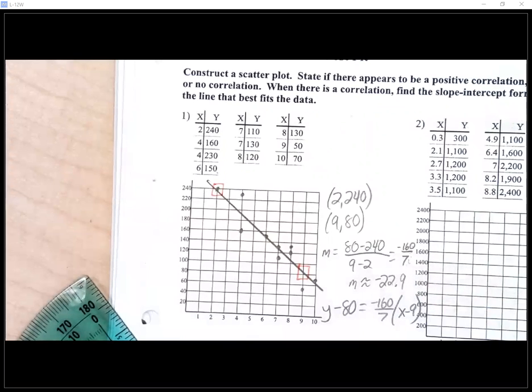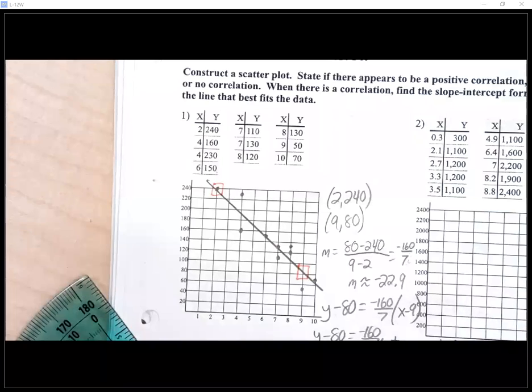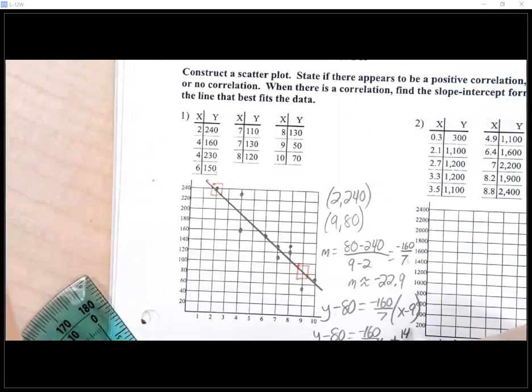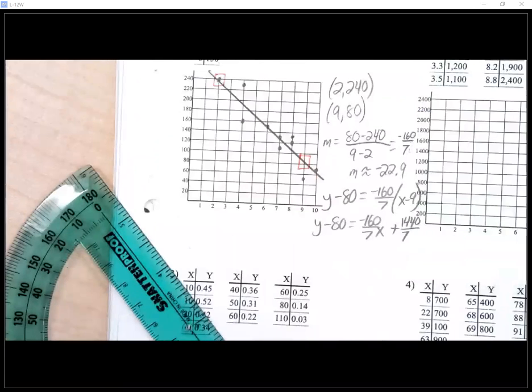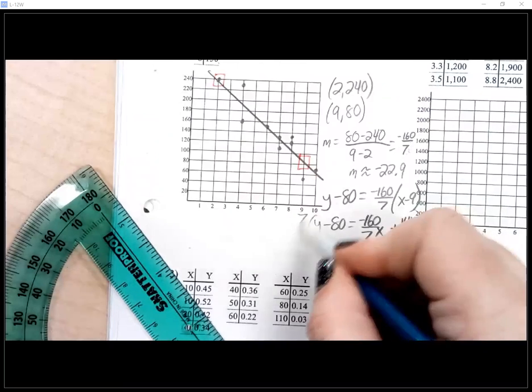And let's go ahead and turn this into slope intercept form, just so we can all see. We should all be in the same ballpark of a y-intercept also. So go ahead. I'm going to clear my fractions because I don't want to deal with them.